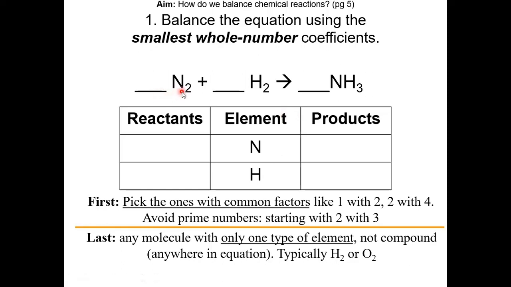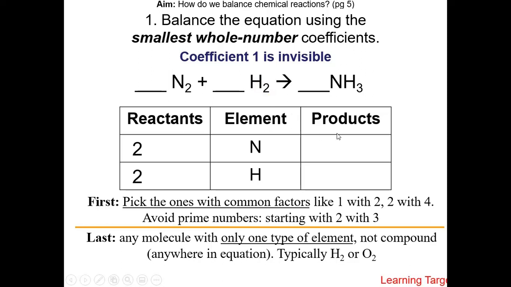How many nitrogen atoms on the reactant side? There is 2. How many hydrogen atoms on the reactant side? There is 2. How many nitrogen atoms on the product side? There is 1. How many hydrogen atoms on the product side? There is 3. So notice that this equation is not balanced.